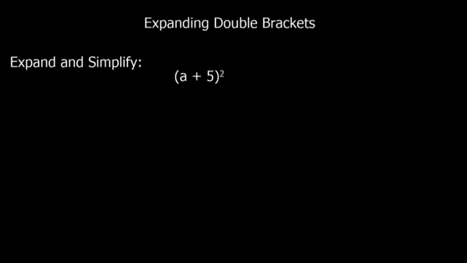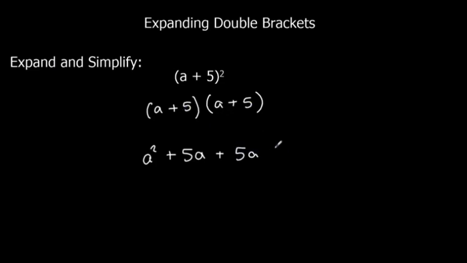Okay, so this is written in a different way. What we've got here is a plus 5 squared. So you need to know that squared means multiplied by itself, and a plus 5 multiplied by a plus 5 can also be written like that. So we're following the same process. A times a, a squared. A times 5, 5a. 5 times a, 5a. And 5 times 5, 25. We can simplify by adding 5a to 5a, and that's 10a.